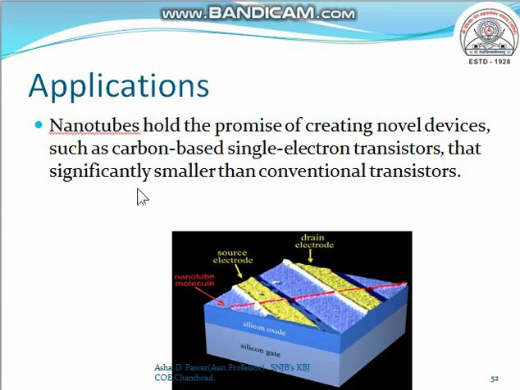So the last point in carbon nanotubes is applications. Nanotubes are recently used in various fields. They hold novel devices such as a carbon based single electron transistor, a special type of transistor made on the basis of carbon nanotubes, that is significantly smaller than a conventional transistor. That is, when carbon nanotubes are used for making the transistor, the size of the transistor is small.